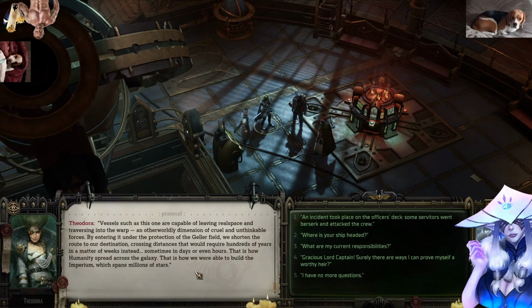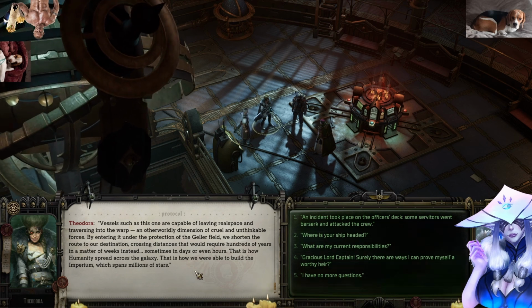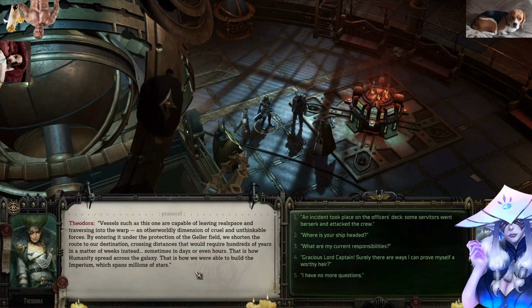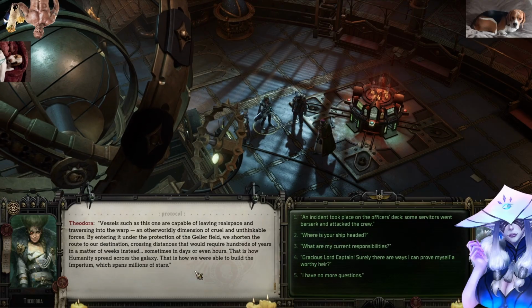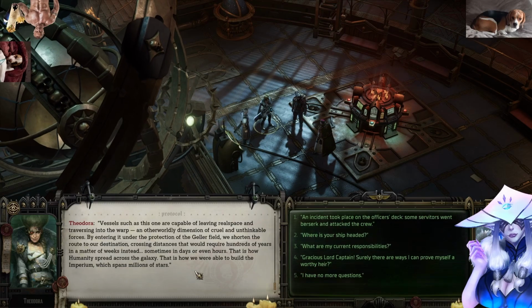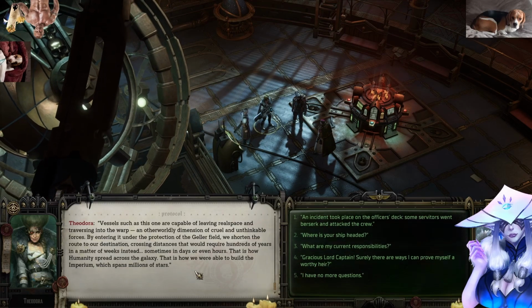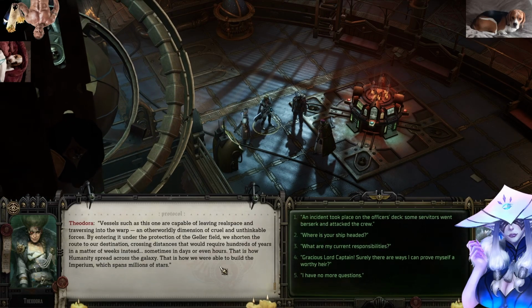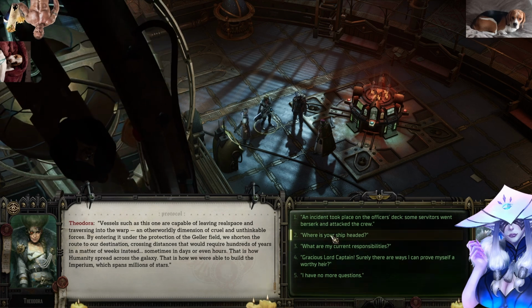Vessels such as this one are capable of leaving real space and traversing into the warp, an otherworldly dimension of cruel and unthinkable forces. By entering it under the protection of the Gellerfield, we shorten the route to our destination, crossing distances that would require hundreds of years in a matter of weeks instead, sometimes in days or even hours. That is how humanity spread across the galaxy. That is how we were able to build the Imperium, which spans millions of stars. Okay, but going into the warp... Well, where's your ship headed?